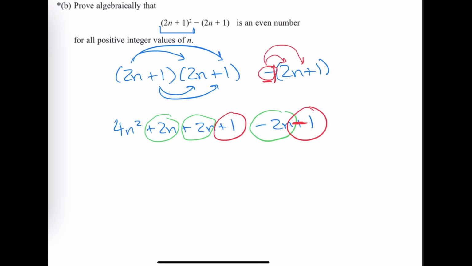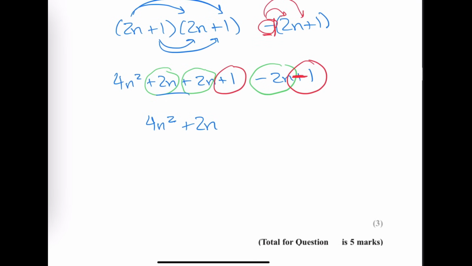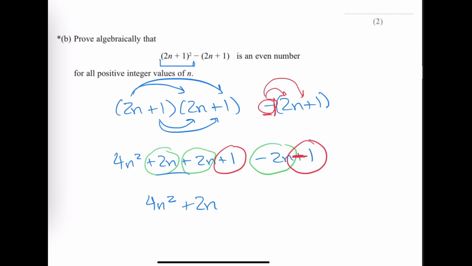So if we do this now, it will be 4n squared, plus 2n, if we just do it all together. Now, they want to show that it is an even number. How do you show something is an even number?